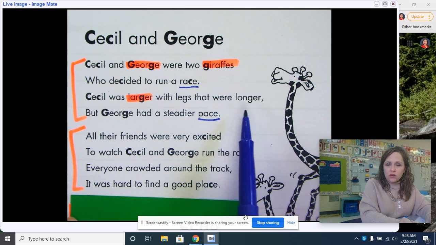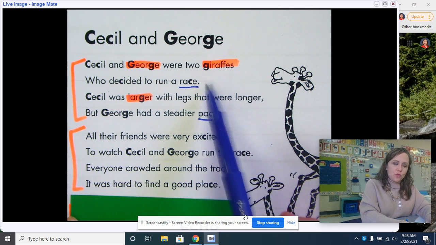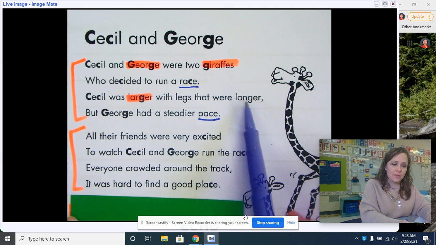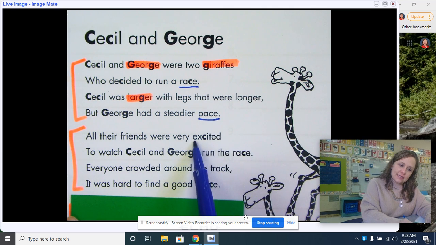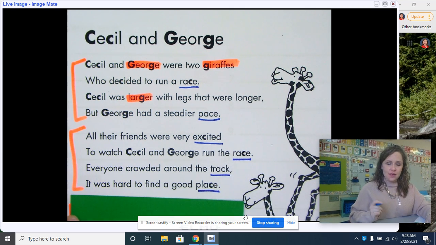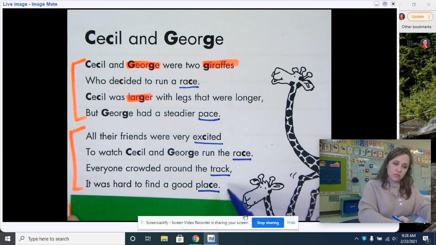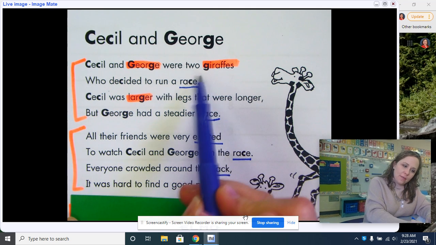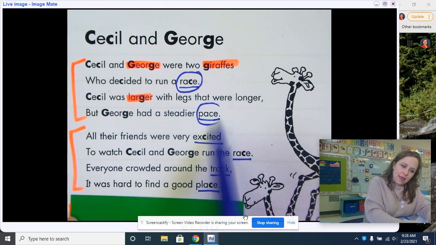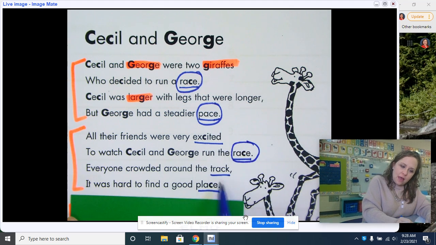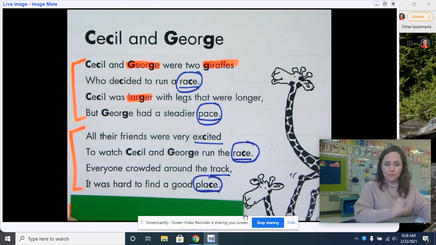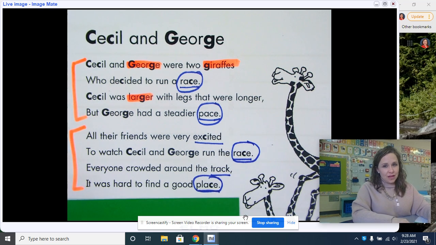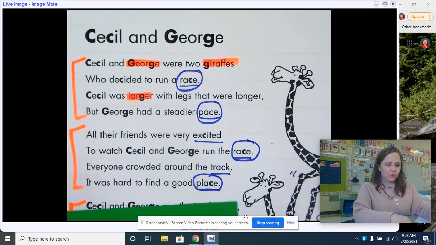Does giraffes and longer rhyme? No. So this poem has got 2 lines that don't rhyme and 2 that do. Excited and track, they don't rhyme, but race and place do rhyme. And race and place also rhyme with race and pace. Okay, I'm going to circle the rhyming words. Race, pace, race, place. Okay. You know what? I want to go ahead and read and see what happens. And then you can reread to an adult.